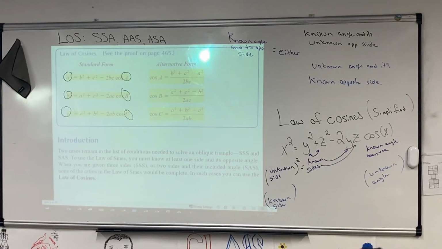If I'm looking for the angle, if I don't know my angle, like in the blue scenario there, I'm going to use inverse cosine. Anytime I want an angle, I use the inverse function to make sure we have that.